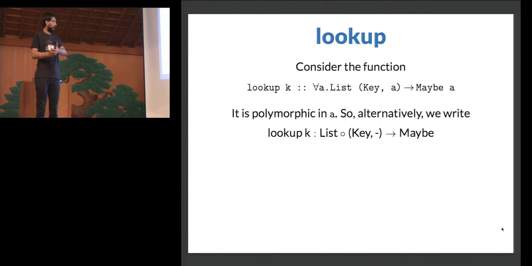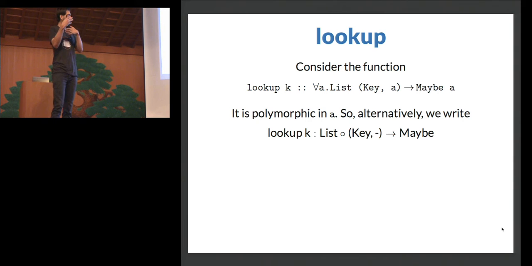First consider a function lookup. It's a function that involves a lot of functors. Lookup k looks for an item under the key k in an association list. The type of lookup k is a function that is polymorphic in A, more precisely a natural transformation. It's natural in A. The input of this function is the composition of the functors list and key paired with something, applied to A, and the output type is the maybe functor applied to A. We can also use some more compact mathematical notation.